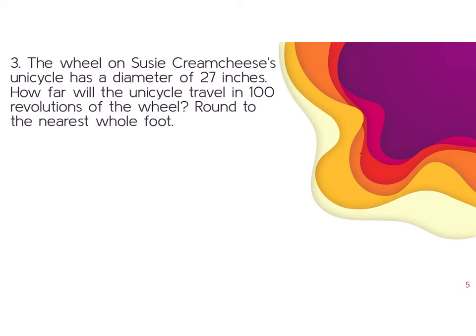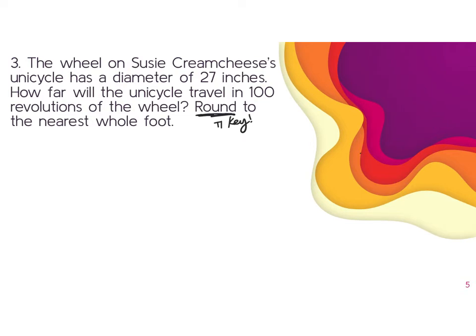The wheel on Susie Cream Cheese's unicycle has a diameter of 27 inches. How far will the unicycle travel in 100 revolutions? Round to the nearest whole foot. Notice how it says round. Okay, this is going to be when you're going to use the pi key on your calculator. Use that pi button. Okay, I know before I told you not to. Now you're going to do it because it does say to round.